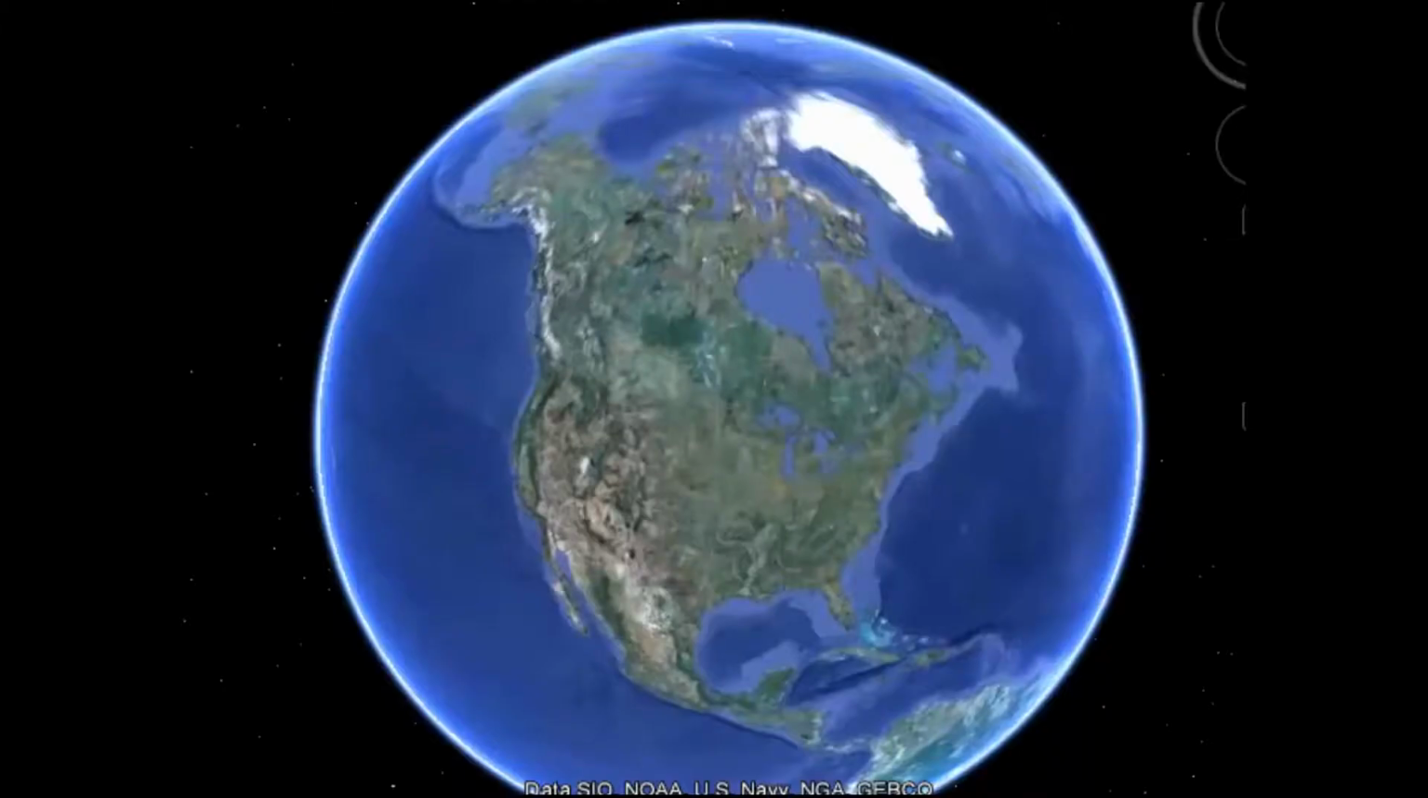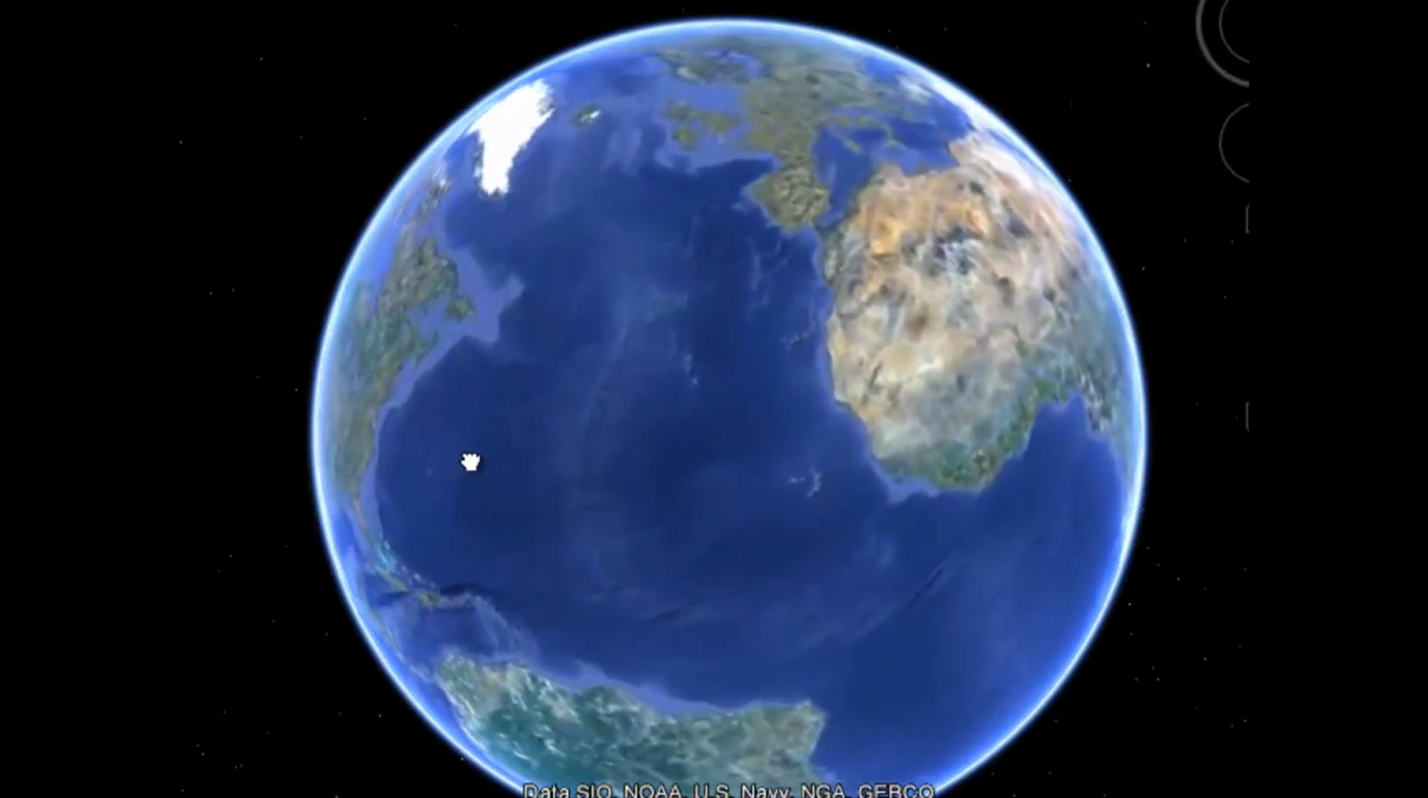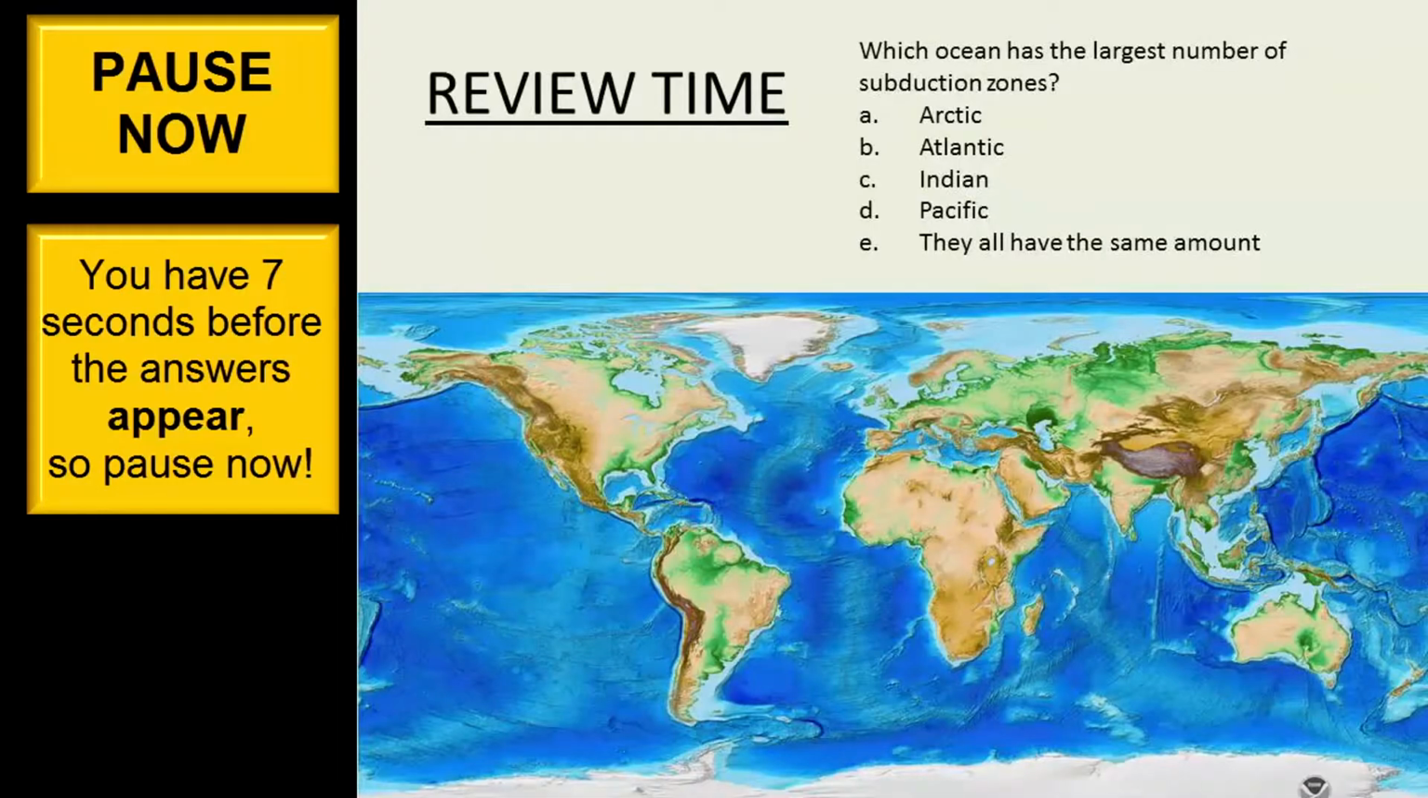So where do we find passive versus active margins? Hopefully you remember from last week's lecture where to go to find subduction zones in the world. Let's review. Pause now.